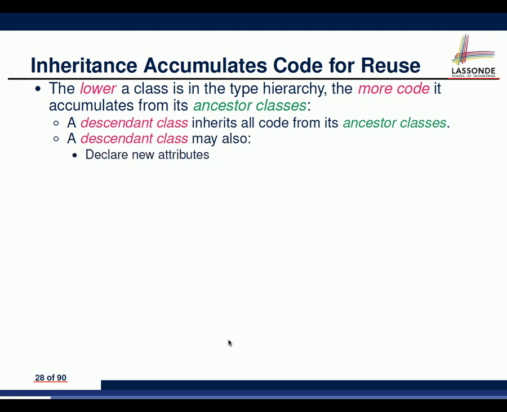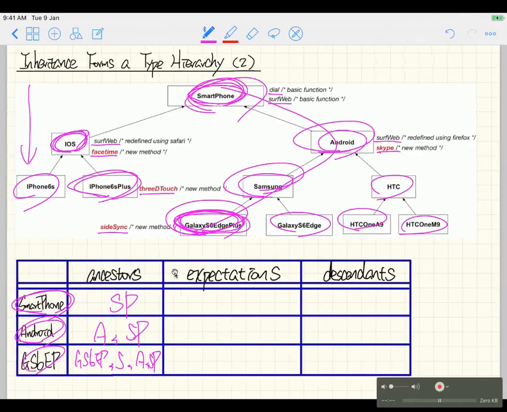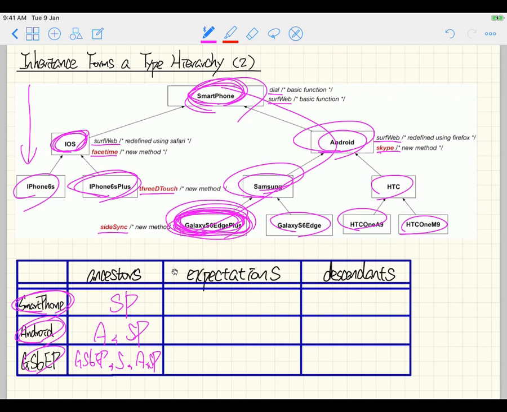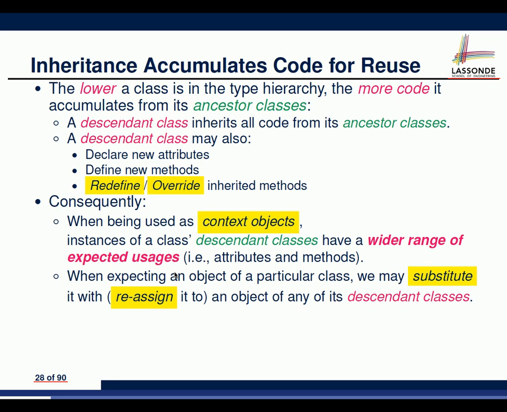So now I want to go directly to, so what can you do in a descendant class? You can define new attributes, you can define new methods, and also you can redefine or override existing methods. Right? So what does that mean? That means you can actually get a wider range of expectation, right? Because when you go to descending classes, for example, if you get down to this level over here, this particular model of the smartphone has a wider range of expectation than a smartphone, for sure. It got many more features than just a simple smartphone.